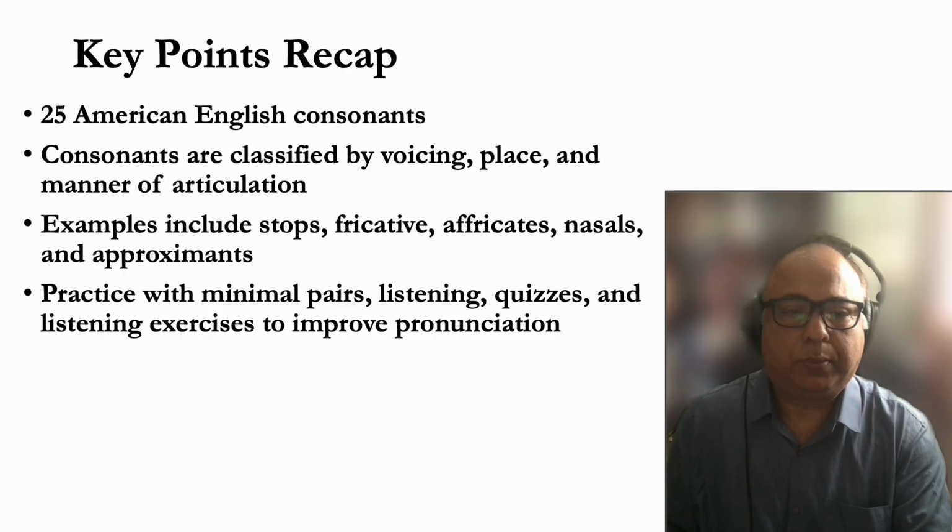We're almost done. Just a couple of key points that I want to recap with you. Remember, there are 25 American English consonants. How are they classified? They're classified by voicing, voiced or voiceless, place, and manner of articulation. So you may be remembering all of this because we just went over each one of them. Examples include stops, fricatives, affricates, nasals, and approximants. Do you remember each one of them? These are different types of consonants depending on the manner of articulation.